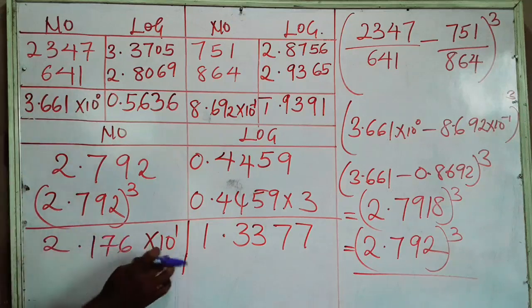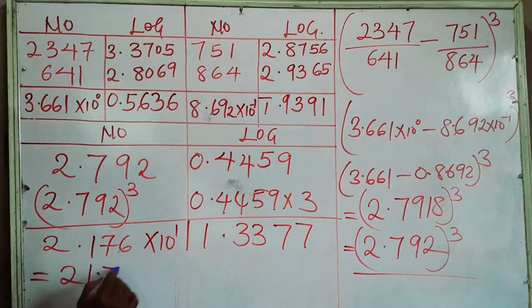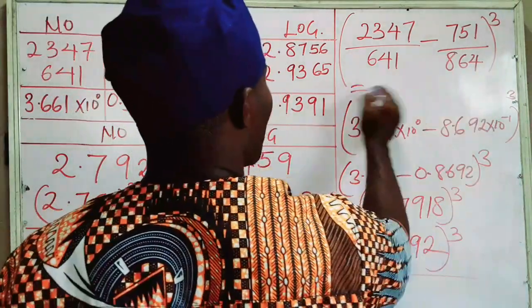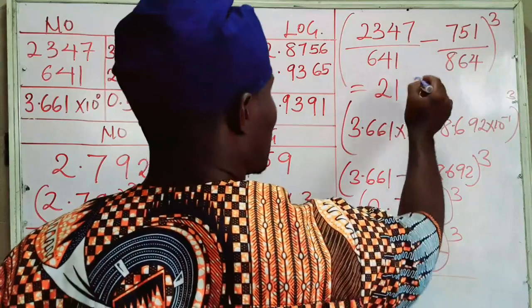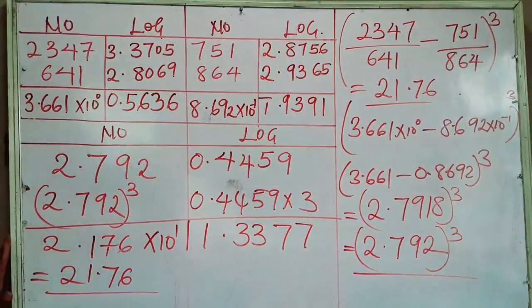2.176. So by the time you multiply with this, the final answer will now give us 21.76. This is the answer for this. So overall, all these things will give you 21.76. So that is the answer for this.